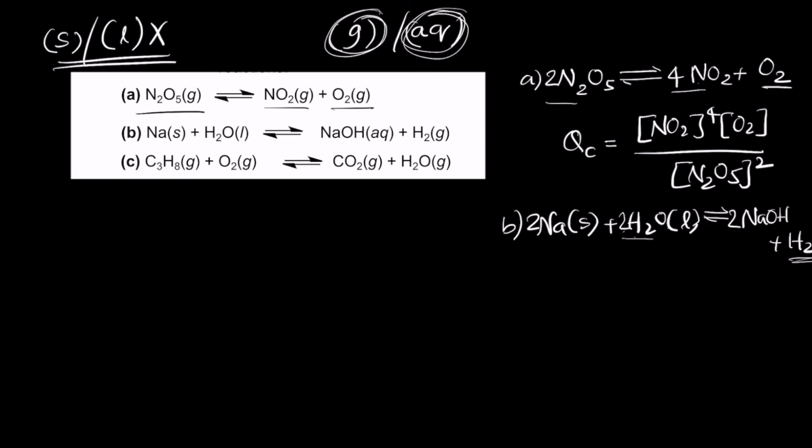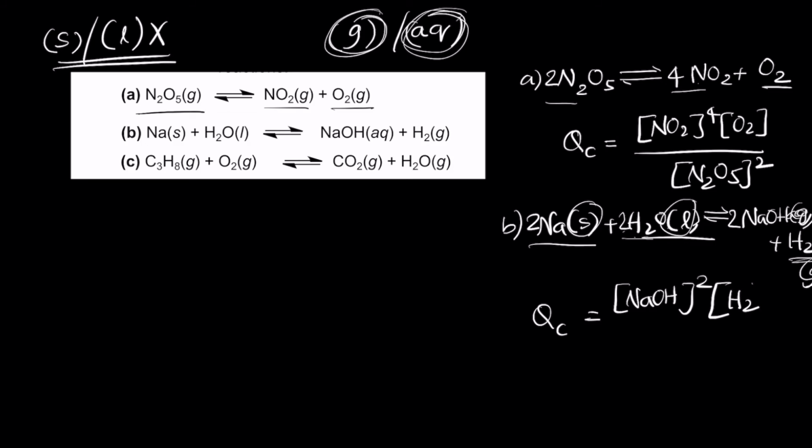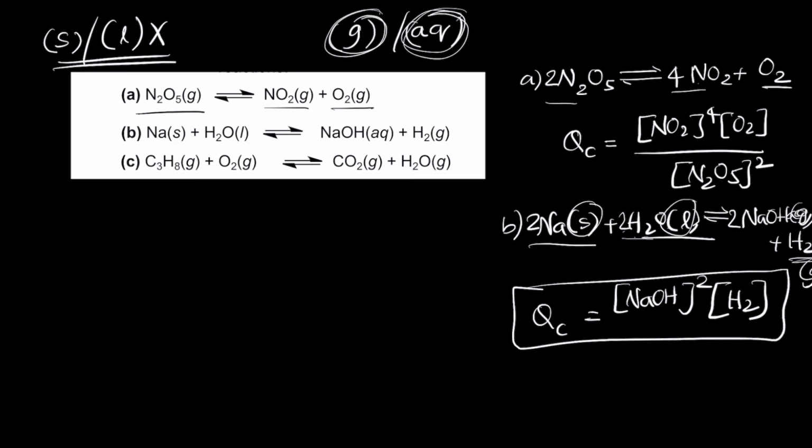Now notice that here, this is a solid and this is a liquid, while the other 2 are aqueous and gaseous. So these 2 are excluded from the formula. So QC becomes NaOH power 2 times H2. That's it. So we do not write the denominator. The main reason is because on this side you have solid and liquid. Whenever you have solid and liquid, exclude them from the reaction quotient formula.